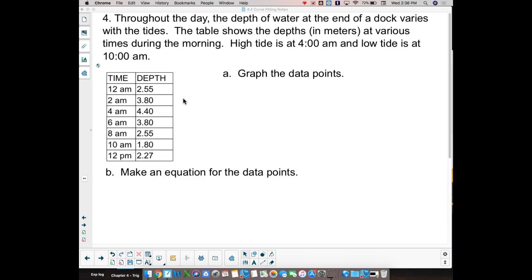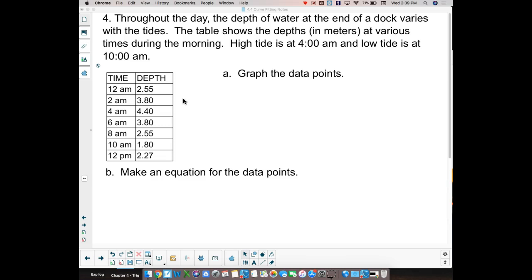What does high tide mean? So what does high tide mean then? The highest point of the water, right? Which means the water is the deepest, right? So that's going to be the maximum on our graph. Okay, so high tide is going to be the maximum of our graph. It's going to be the high point on our graph. Low tide is when the water is the lowest or shallowest, okay? Which means that's going to be the low part on our graph.